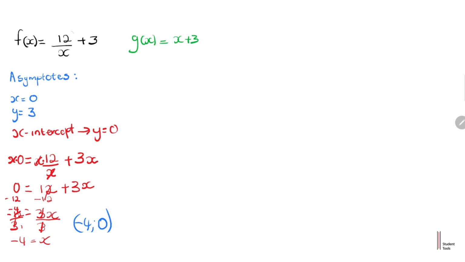Let us find the x and y intercept of G so that we can draw G. First we will find the y-intercept. That means x will be equal to 0. So G of 0 equals 0 plus 3. So G of 0 will be equal to 3. That means the y-intercept of G will be (0, 3).